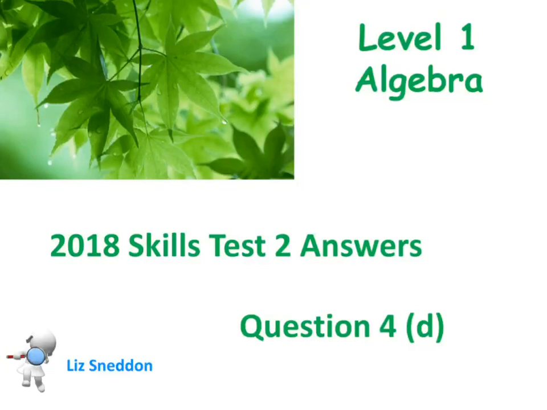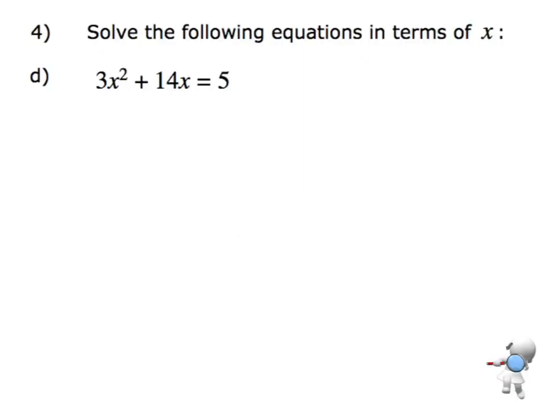Here's the answer to question 4D. We want to solve this equation here. So I first of all notice that we've got a quadratic, and one of the things that I know about solving quadratics is I want it in the general form ax squared plus bx plus c equals 0. So I want to get in this form equal to 0.